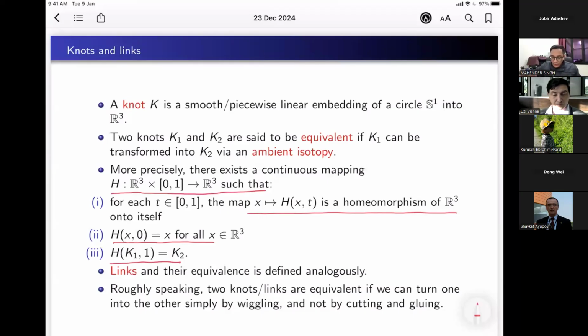Therefore, in three-dimensional topology, classification of knots and links is a very important problem because it's also related to the classification of 3-manifolds. In fact, every nice 3-manifold can be obtained by some surgery on a knot or a link. So that's the connection with 3-manifolds. Therefore, these are important objects. And we have seen what I mean by equivalence. Loosely, you can obtain one from the other by wiggling it around.